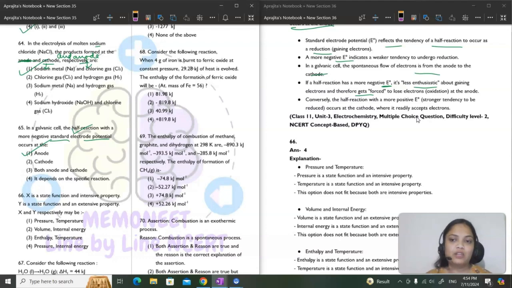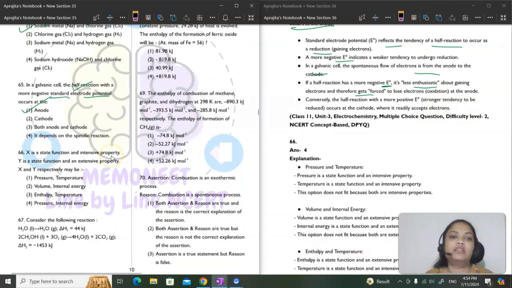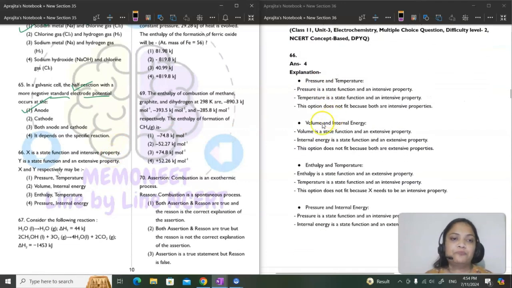So if the E naught value is more positive, it will occur at the cathode, because there will be more tendency to undergo reduction, meaning to accept the electrons. Okay. Now X is a state function and intensive property. Y is a state function and extensive property. Now what can be X and Y?